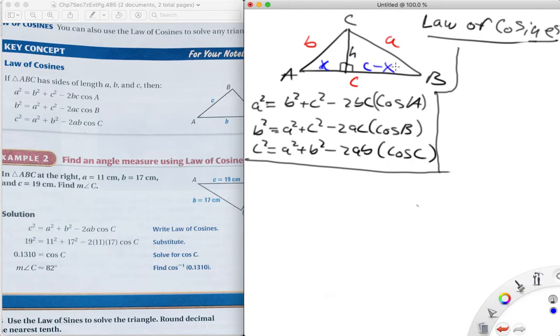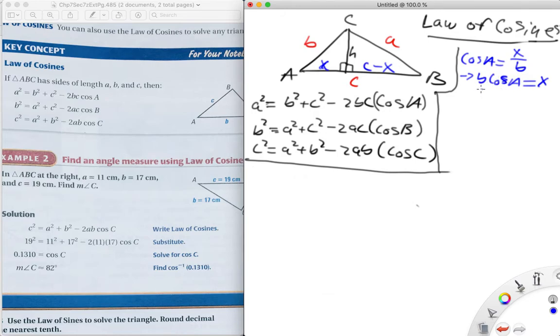Condition number one, looking at this right triangle over here, I can say that cosine of A is equal to adjacent over hypotenuse, which is x over b. So then I can multiply b on both sides and say b cosine of A equals x.